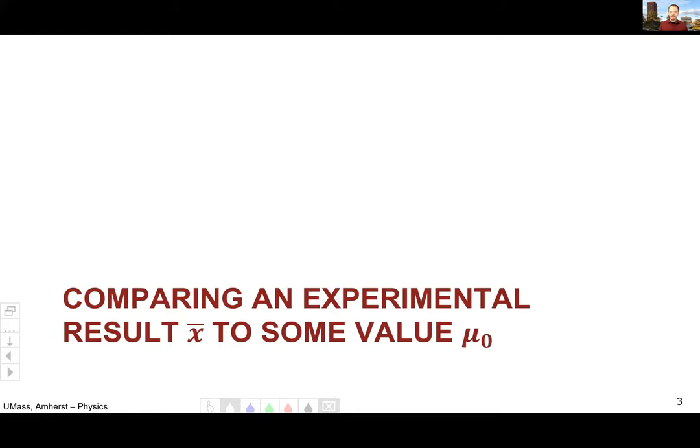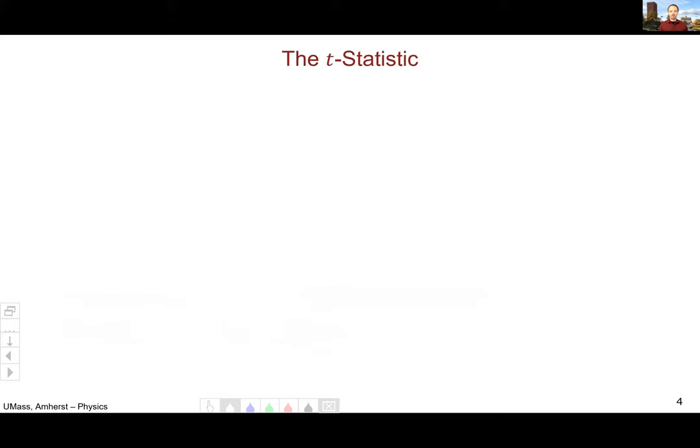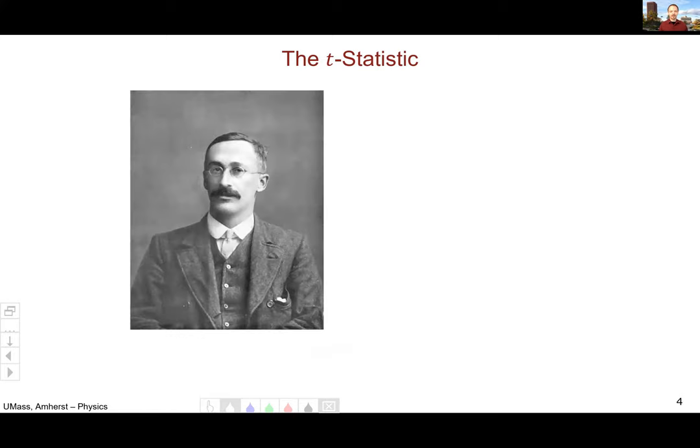So let's begin by exploring the t-test in the simpler case, where I'm comparing some experimental value, x bar, to some other value, maybe a theoretical value, which I'm going to call mu naught. So what is the t-statistic? Well, the t-statistic was formalized, at least in English, by this guy, whose name is William Sealy Gosset. However, he published it under the name Student.